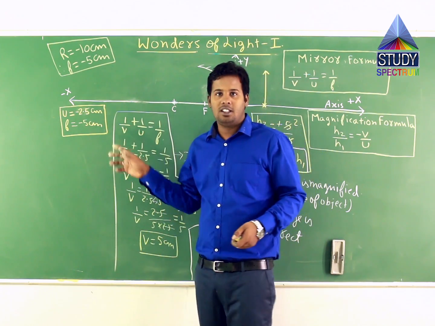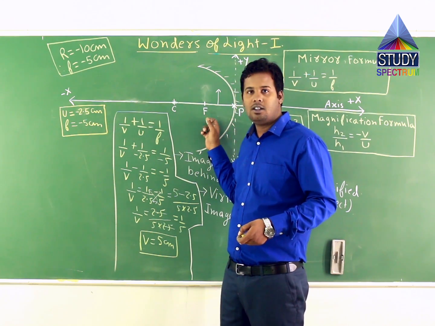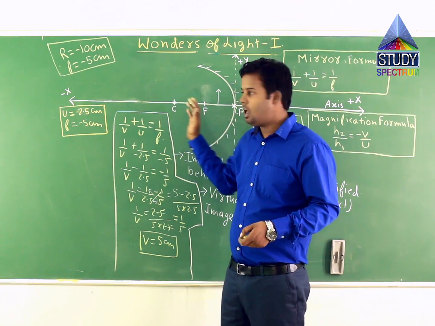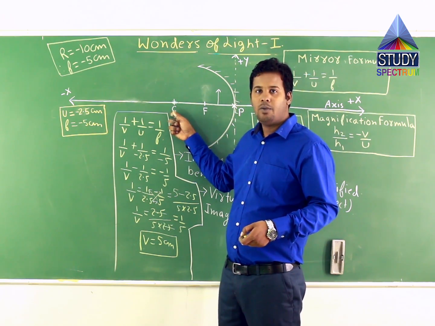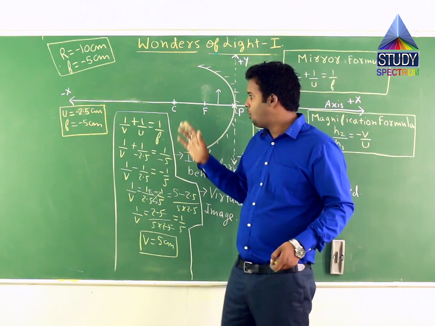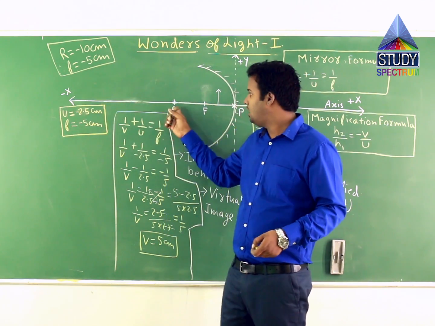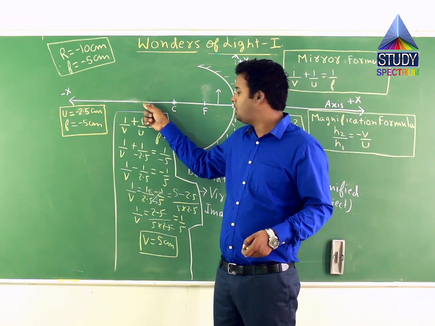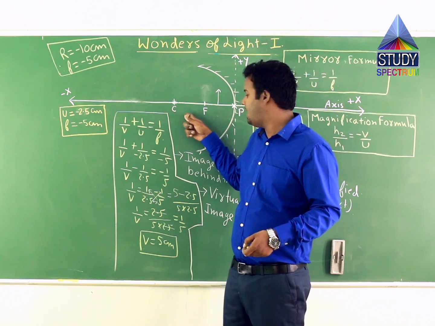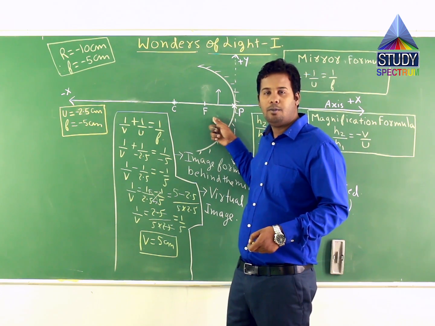What are the possible places where objects can be placed in front of the mirror? Why are there 6 cases? Because we are talking about the front part of the mirror, and there are 2 points which divide this negative x-axis into different intervals. So one point is very obvious: when the object is placed at a very far distance. The second one is just beyond C. Third is at C. Fourth is between C and F. Fifth is at F, and sixth is between F and P.